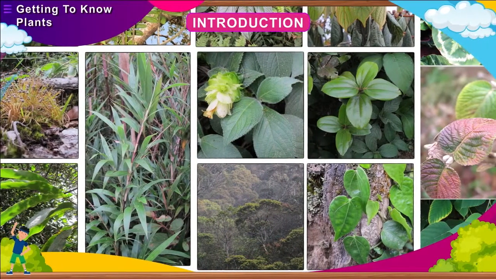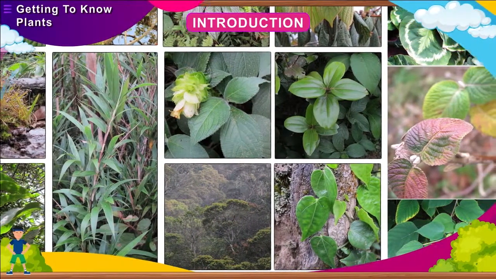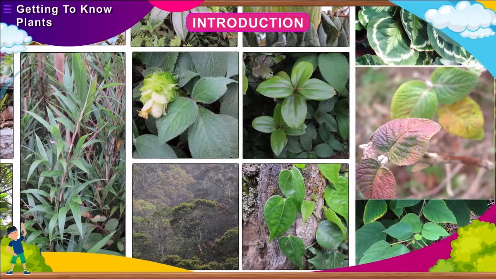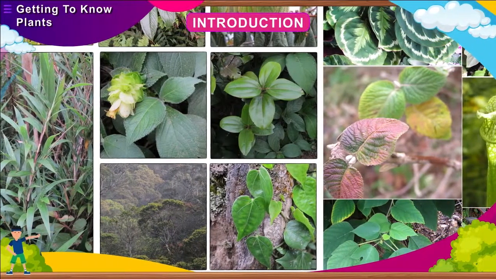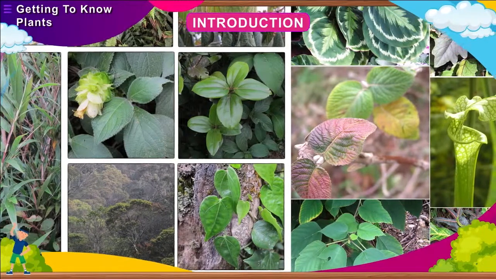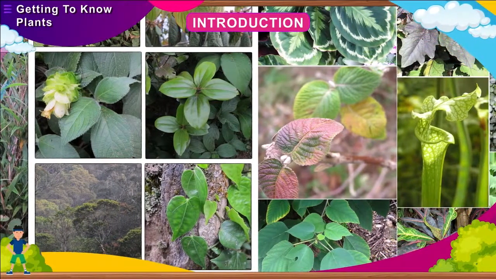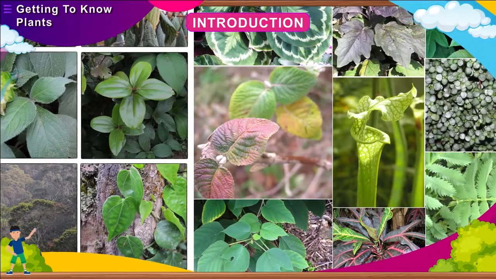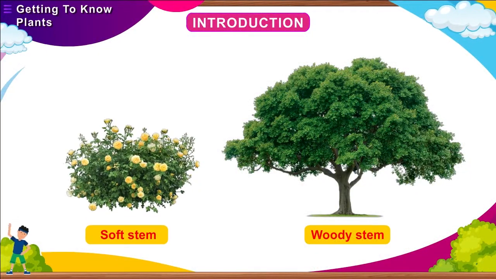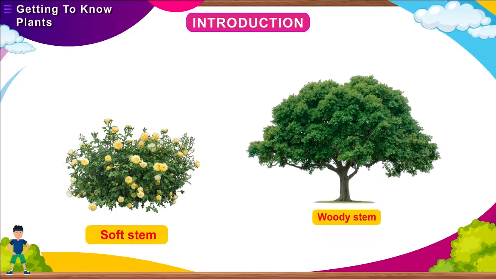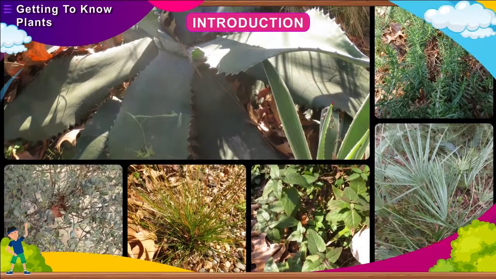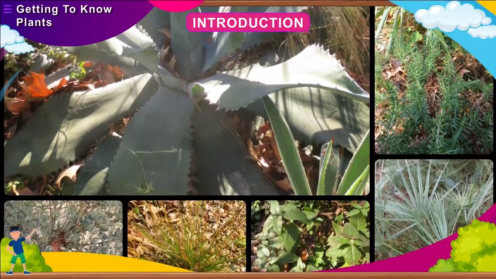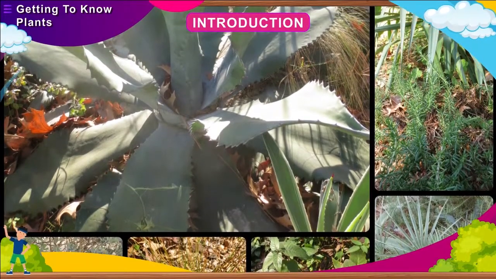Introduction. There is a wide variety of plants all around us. They are different in size, shape, and structure. Some are big, some are tall, while others are short. Some have more leaves on them, while others have less. Some have a soft stem, while others may have a hard, woody stem. Let us discuss the various kinds of plants in our surroundings.